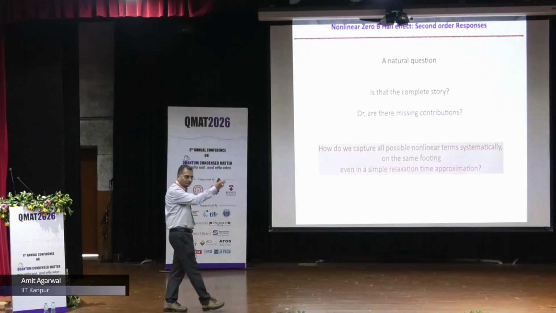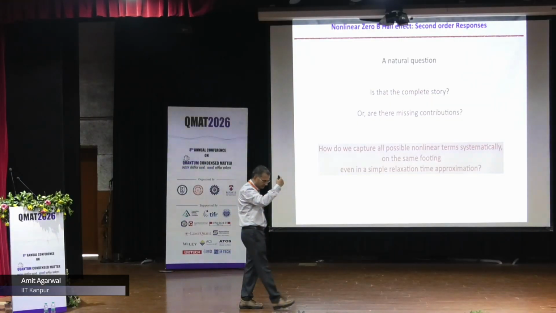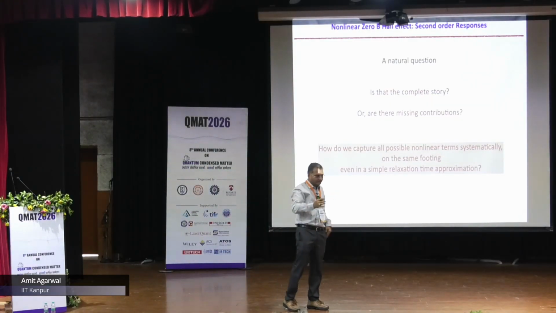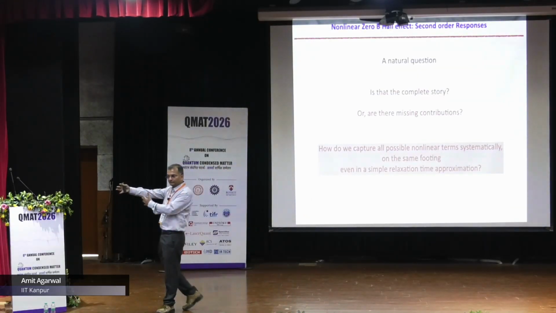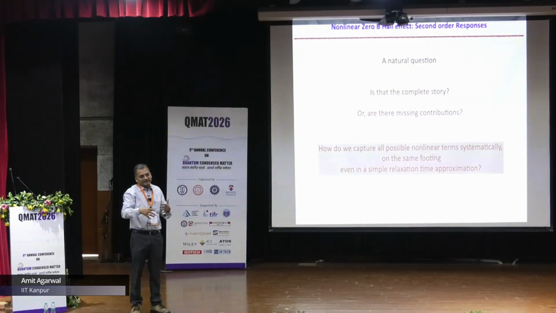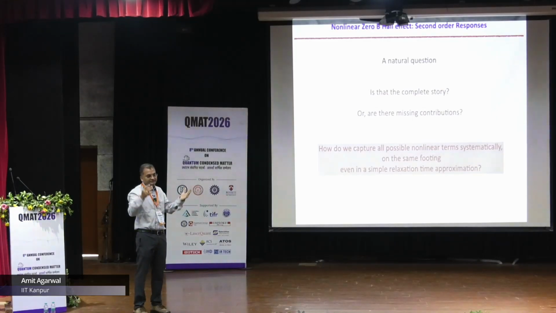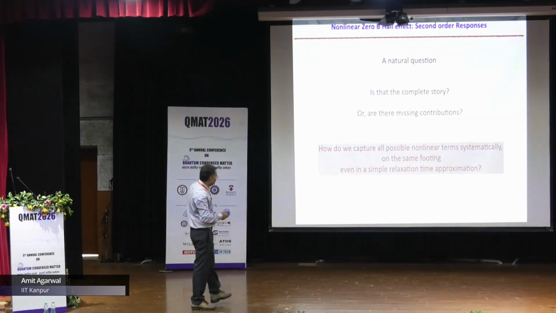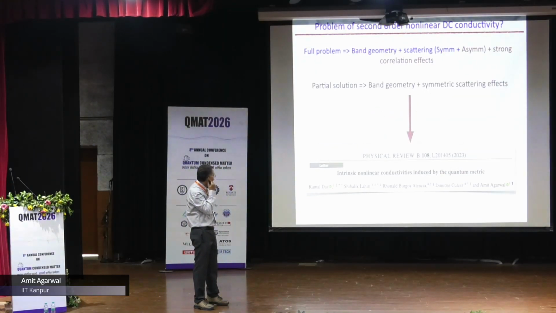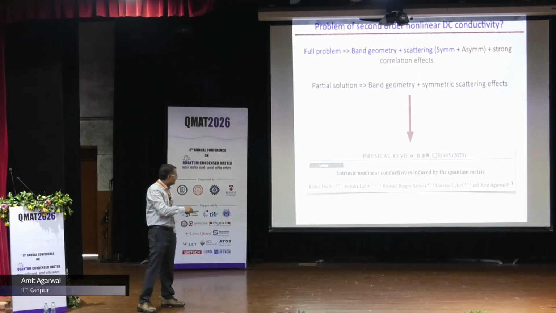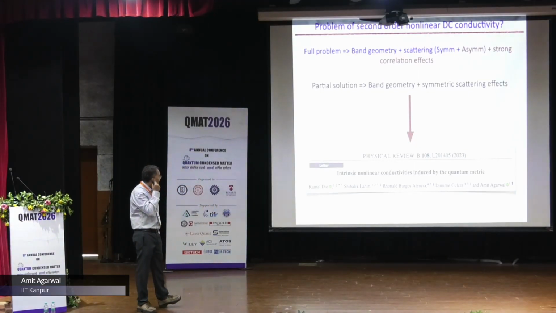Generally, all that was being done till we asked this question was people would specifically focus on one specific correction and do calculations only for that specific correction. So we wanted a unified picture, such that if I do one calculation, do I get all of this systematically out of one calculation basically, even in a simple relaxation time approximation. Some of this is described in this particular PRB.